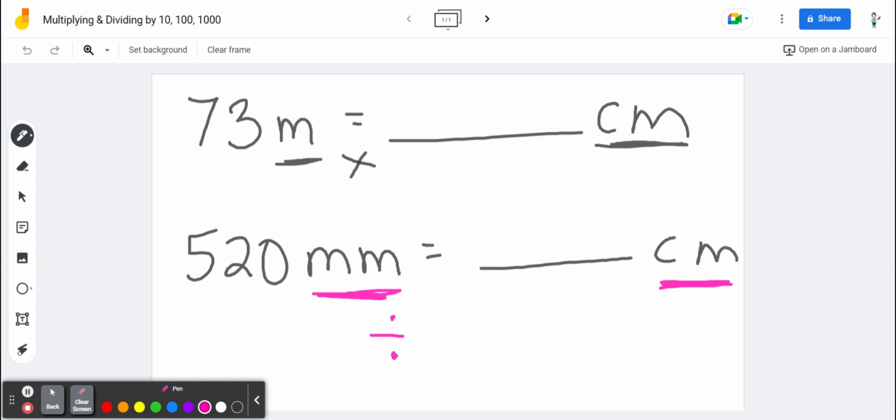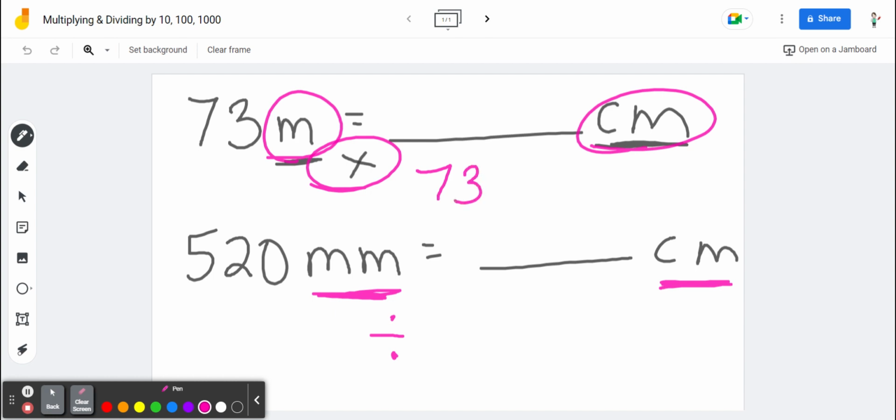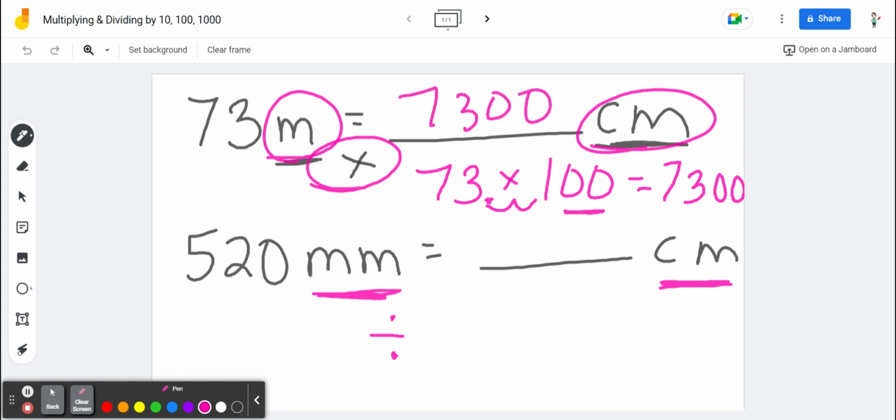Okay, so starting here, 73 meters to centimeters. We're going a big unit to a small unit, so we're multiplying. And the relationship is there are 100 centimeters in a meter. So we're going to multiply by 100. Imagine your decimal point is there on your 73. You'd move it over 2 times to get 7,300 centimeters. Okay, 7,300 centimeters, or how many centimeters there would be in 73 meters.